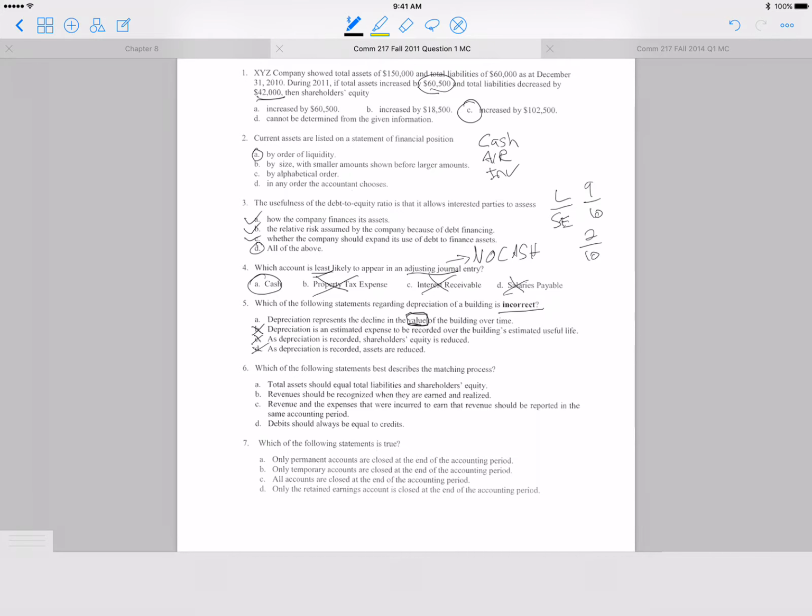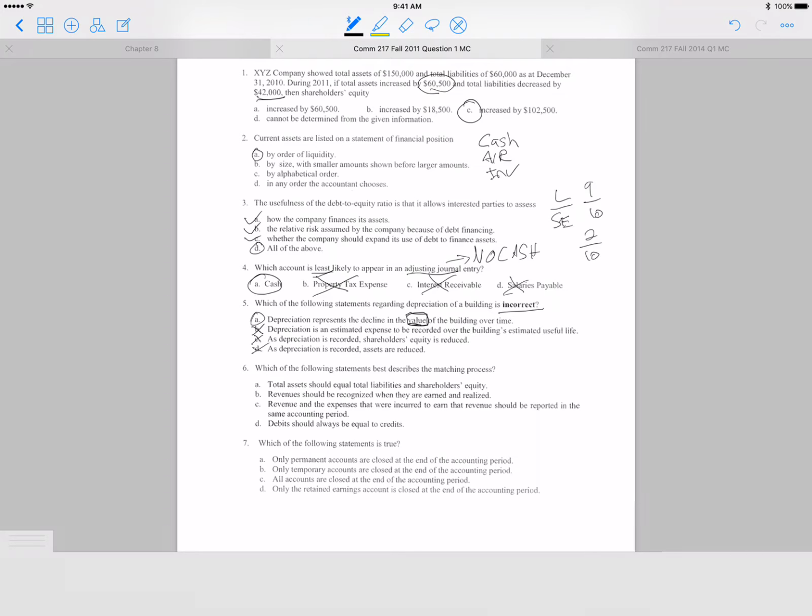So the answer is A, and the reason why it's A is because depreciation represents the decline in the book value, but this is talking about the fair value or the value of the building. But you're only looking at the book value, because the fair value could go up or down, and that's why when you dispose of an asset, you always have a gain or a loss on it. So the answer is A.